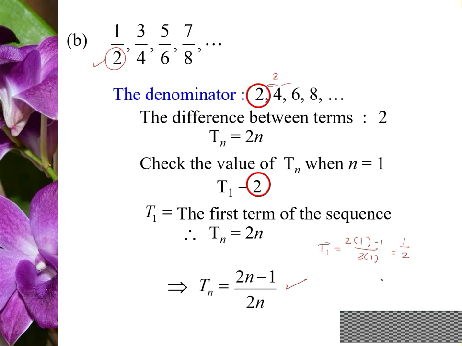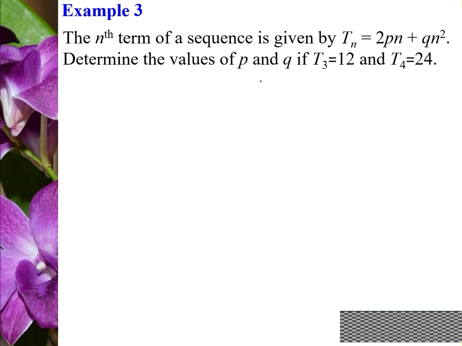Okay, example 3. The nth term of a sequence is given by Tn equal to 2pn plus qn squared. Determine the values of p and q if T3 is equal to 12 and T4 is equal to 24. How to solve this question?